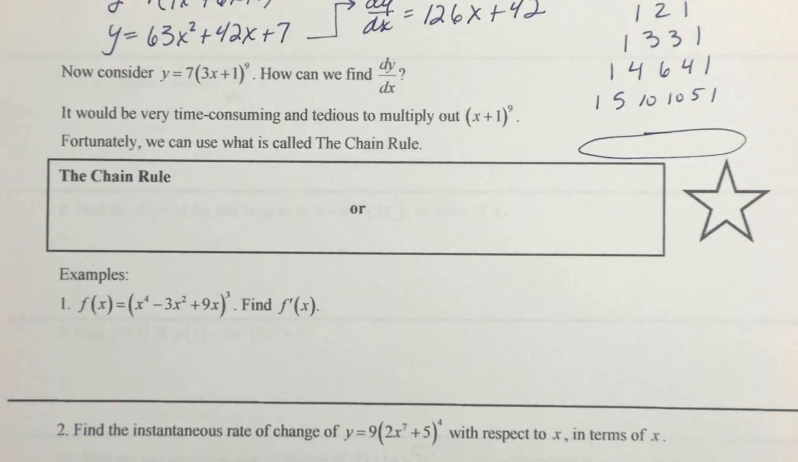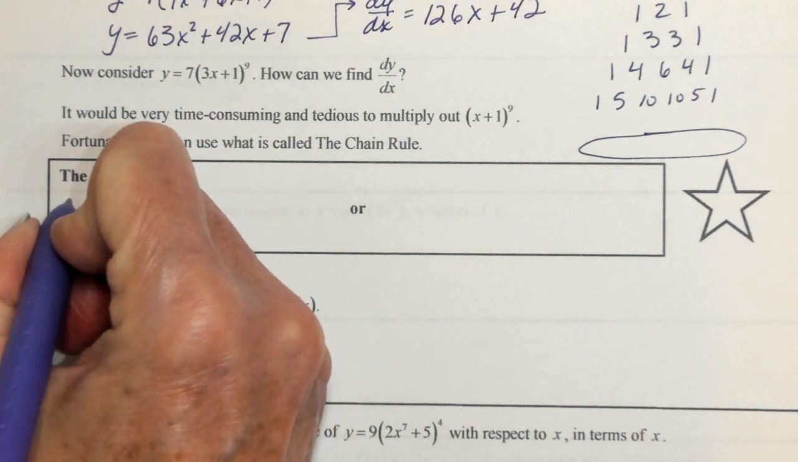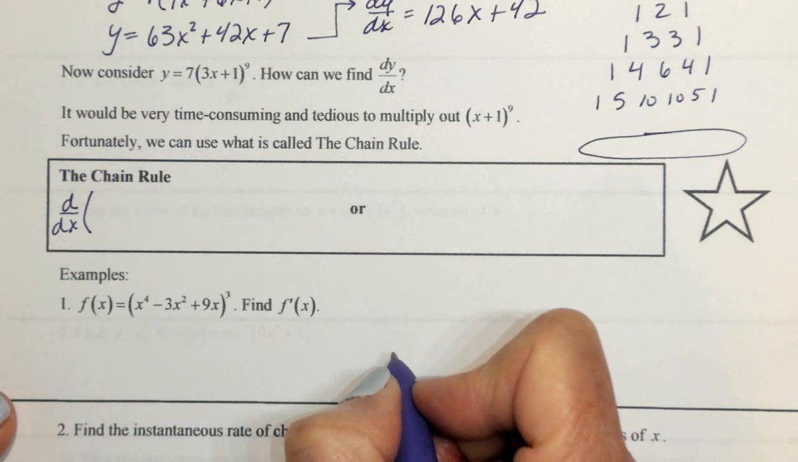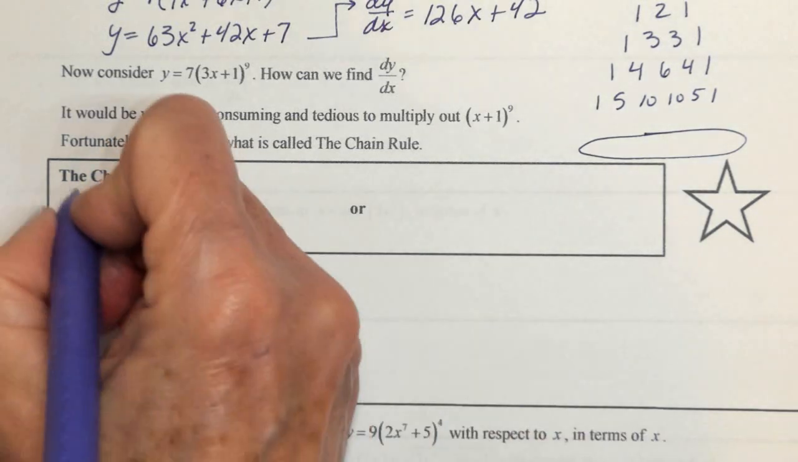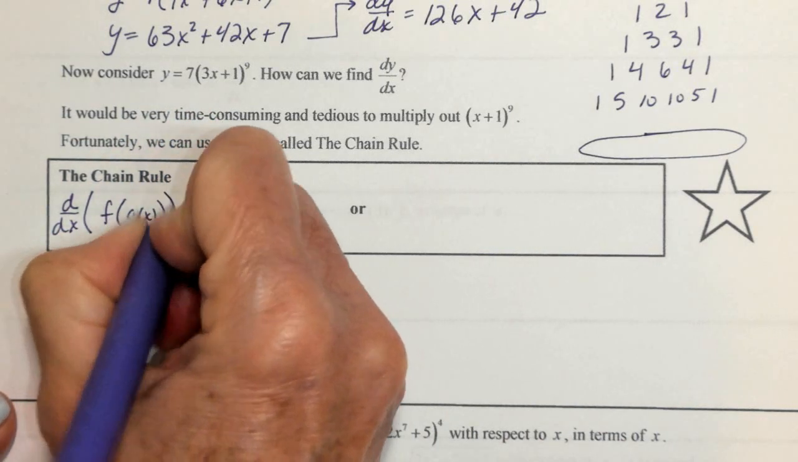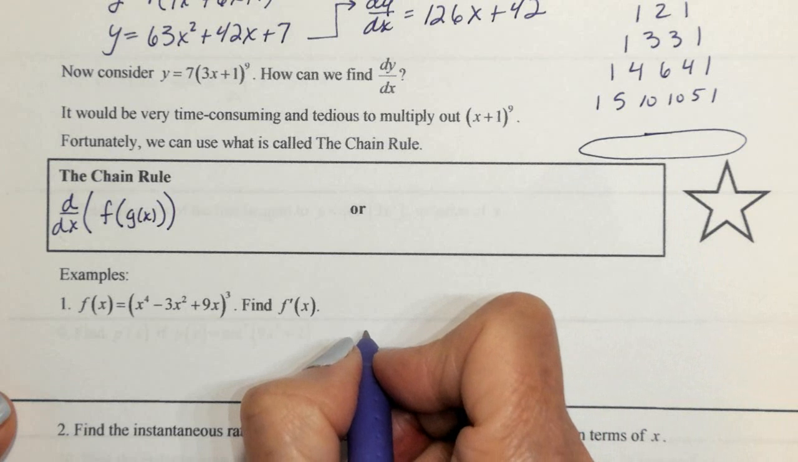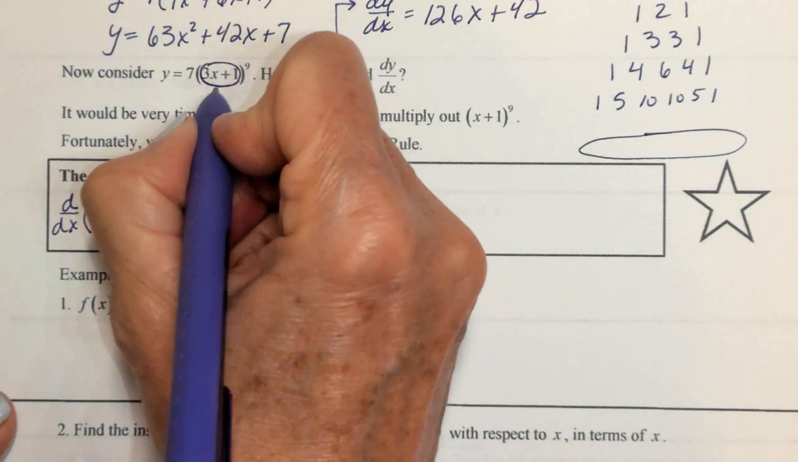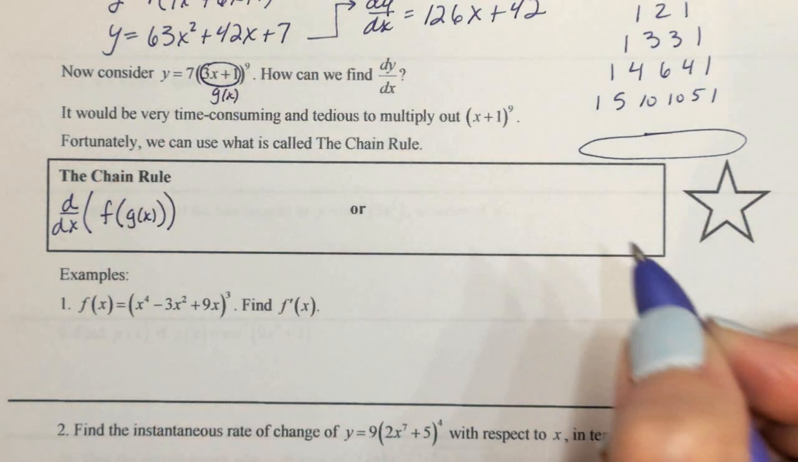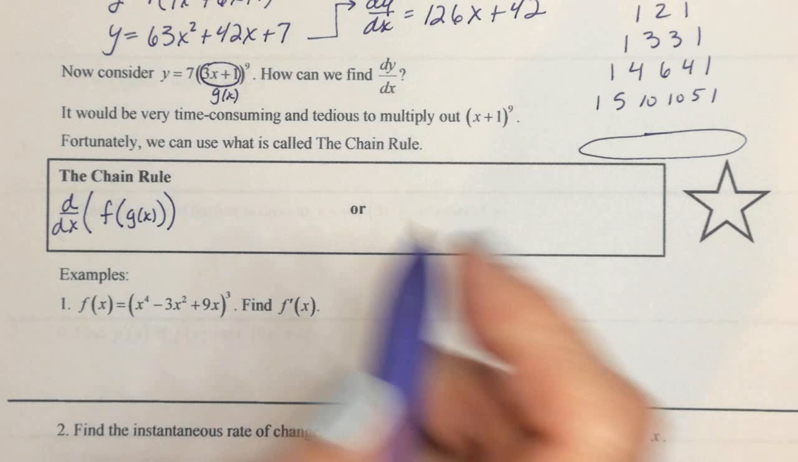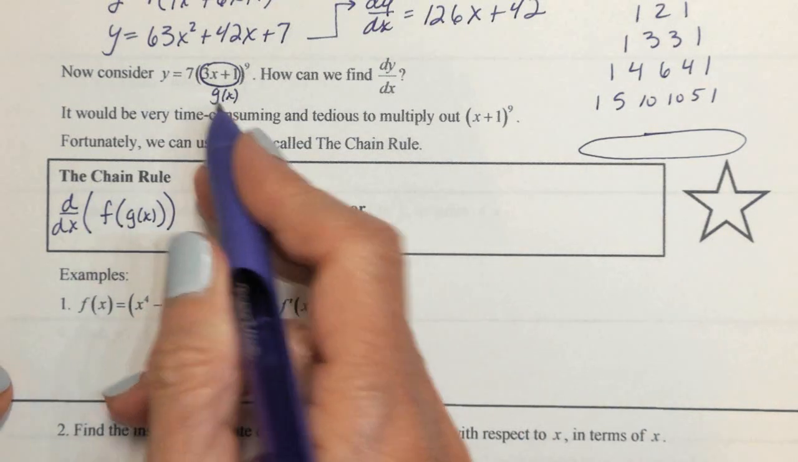We can use what's called the chain rule. Here's how the chain rule works. We are taking the derivative of a composition, f of g of x. A composition of functions. Here is the g of x in here. The outer function is 7x to the 9th. The inner function is the g of x. So that's what we're essentially doing here.